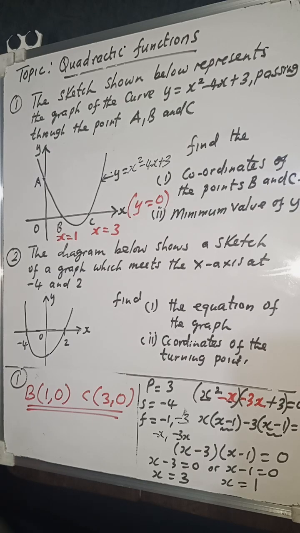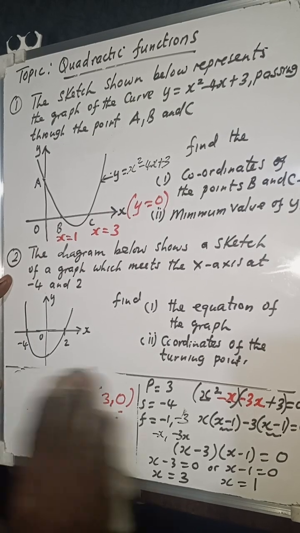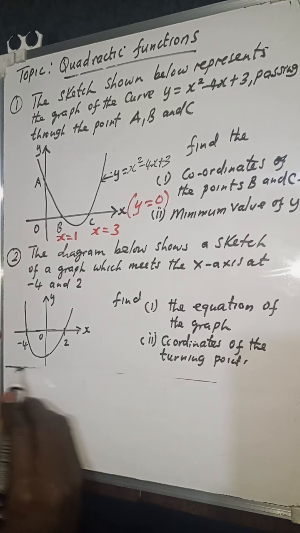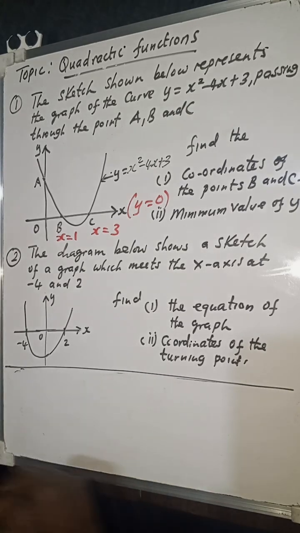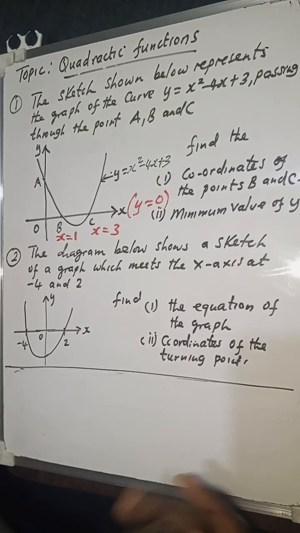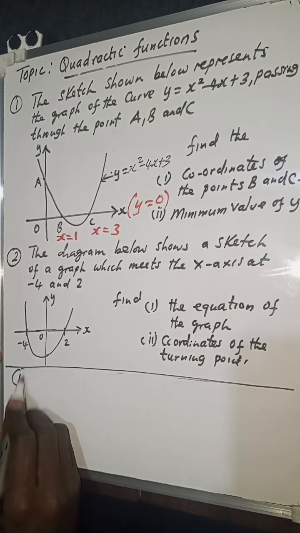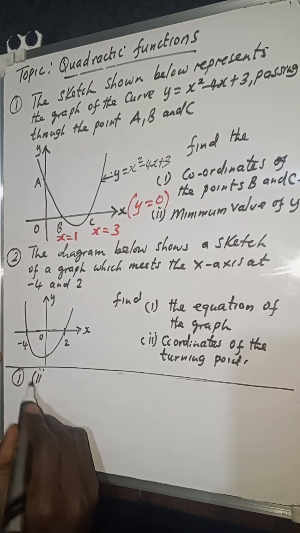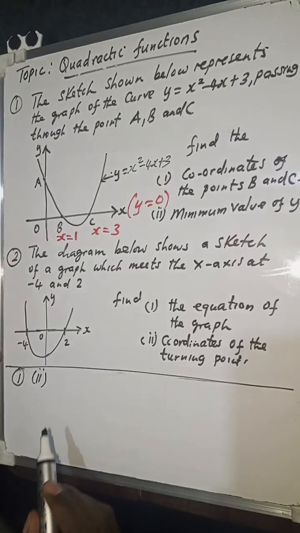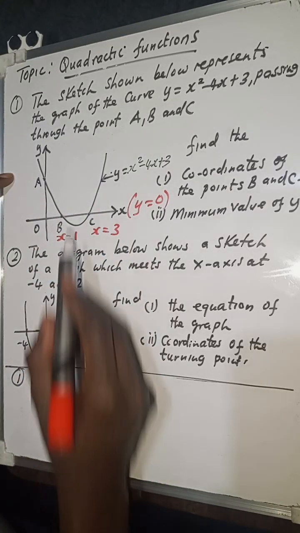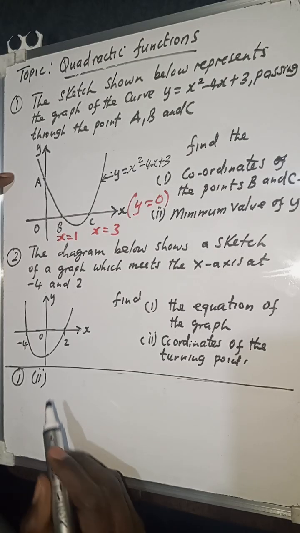So now, how do we tackle the minimum value of y? Well, the minimum value of y is not complicated. It is something very simple that you can actually deal with. How do we get the minimum value of y? Well, there are so many ways, like I told you, that you can do. But let me show you the first method. So question number 1, Roman 2 there. How do I find the minimum value of y? So you can find the x coordinate of the turning point.